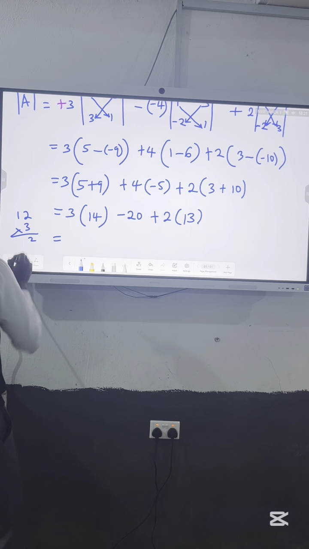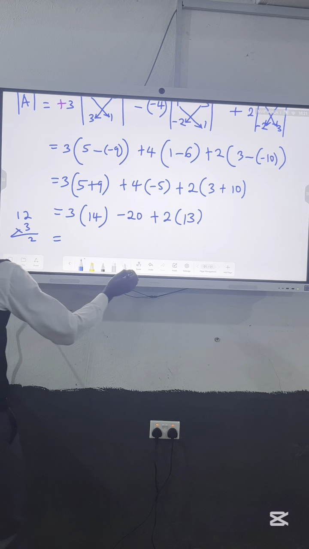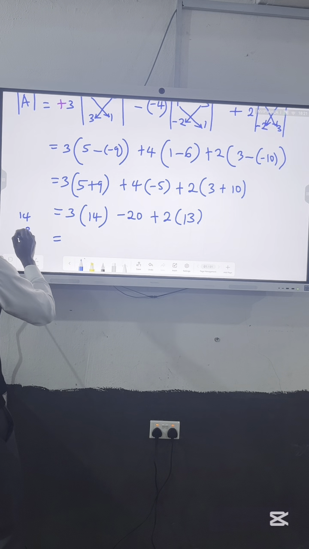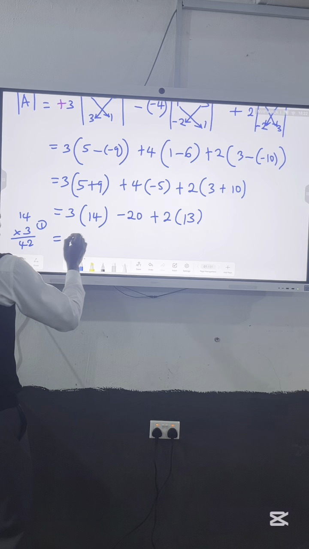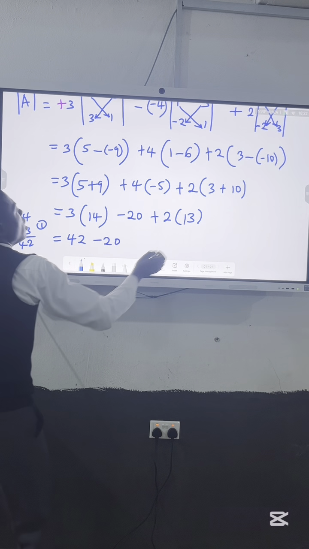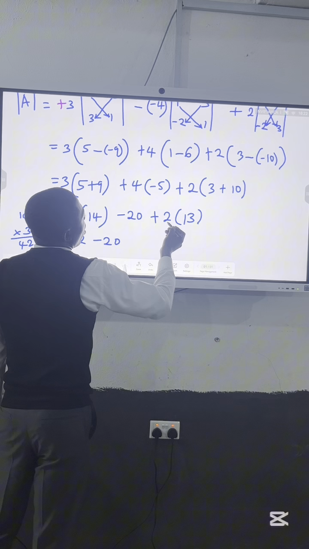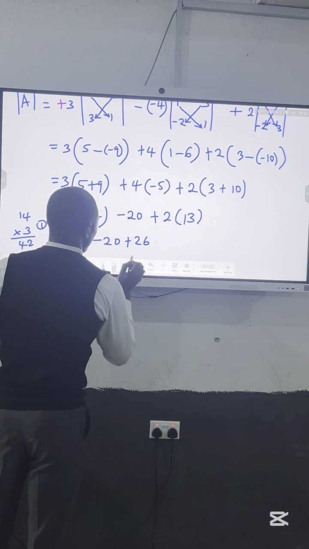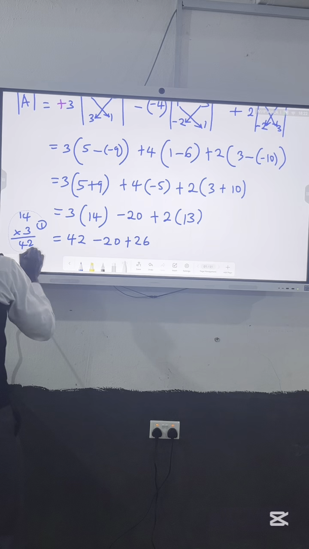Okay? Now, if you multiply this by this one, you're going to have 14 multiplied by 3 actually. So 3 times 4 is 12, carry 1. Then 3 times 1 is 3 plus 1, you have 4. So you have 42. 3 times 14, you have 42 here. Then here, minus 20. Then if you multiply 2 times 13, you're going to get 26.